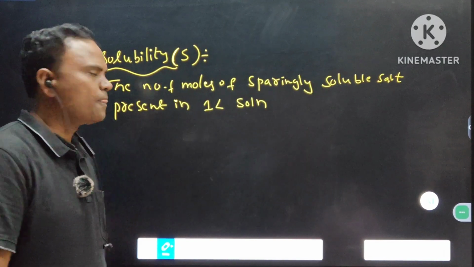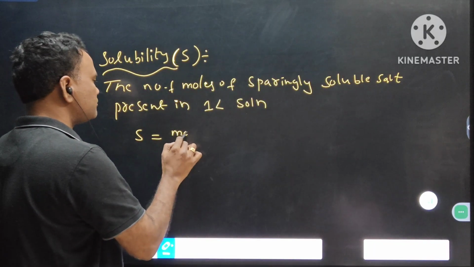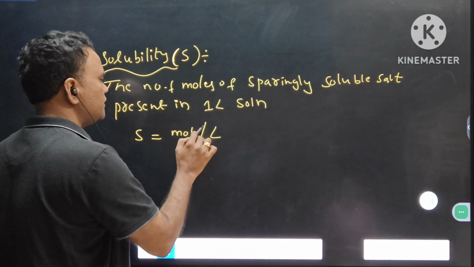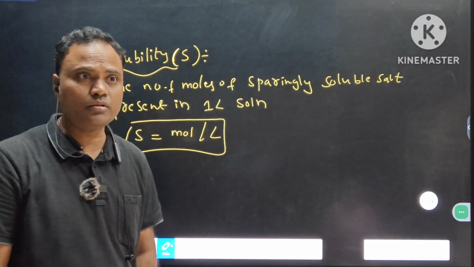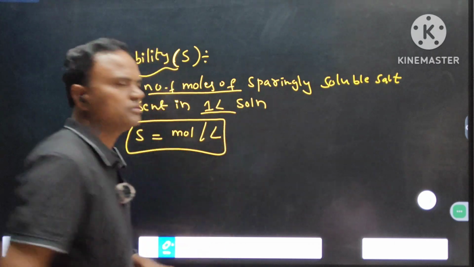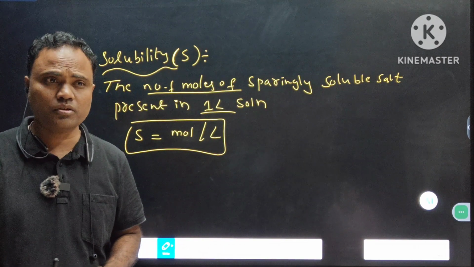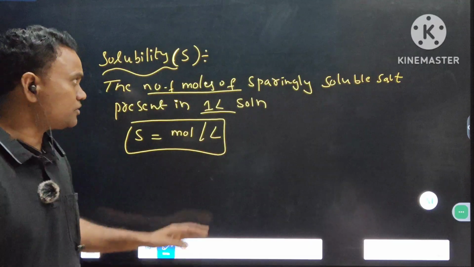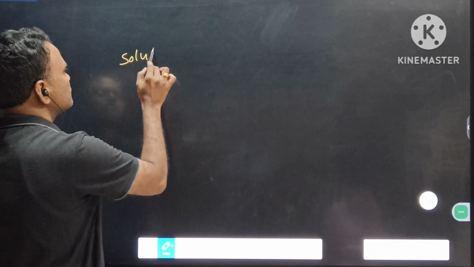Okay. See, solubility is always expressed in mole per liter, not molarity. Very, very important. Solubility is always expressed in mole per liter because it is the number of moles present in 1 liter solution. Solubility symbol is S. Next, solubility product.